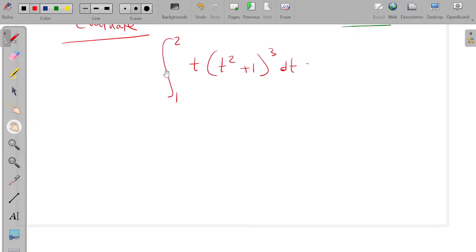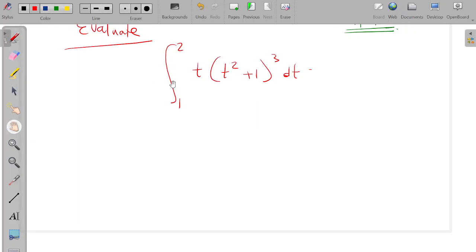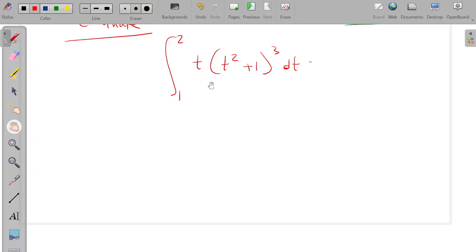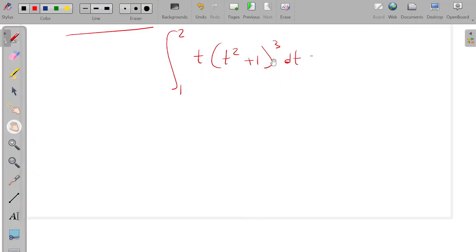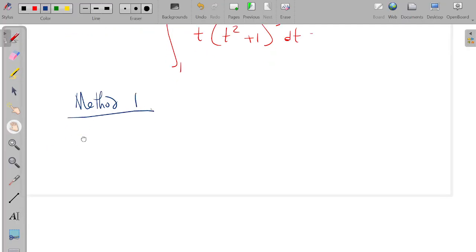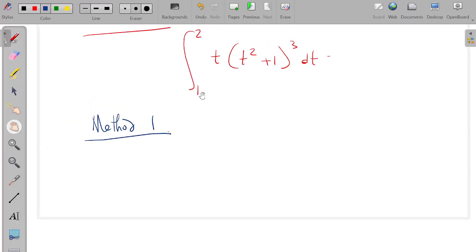Now I want to evaluate this definite integral from 1 to 2. I know I need to use substitution because of the way it is. Let me call this one method 1. In method 1, I want to use substitution, but I will not carry the limits along with me. So I will evaluate taking this one. You see, I drop the limits of integration.